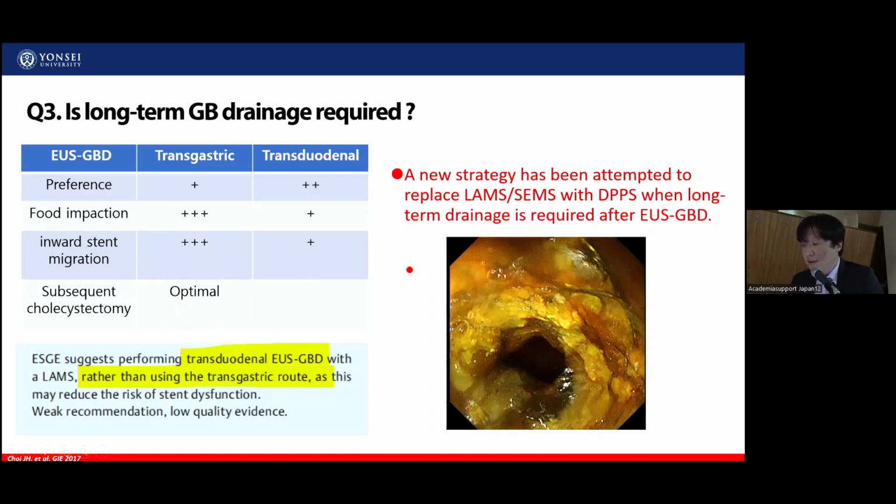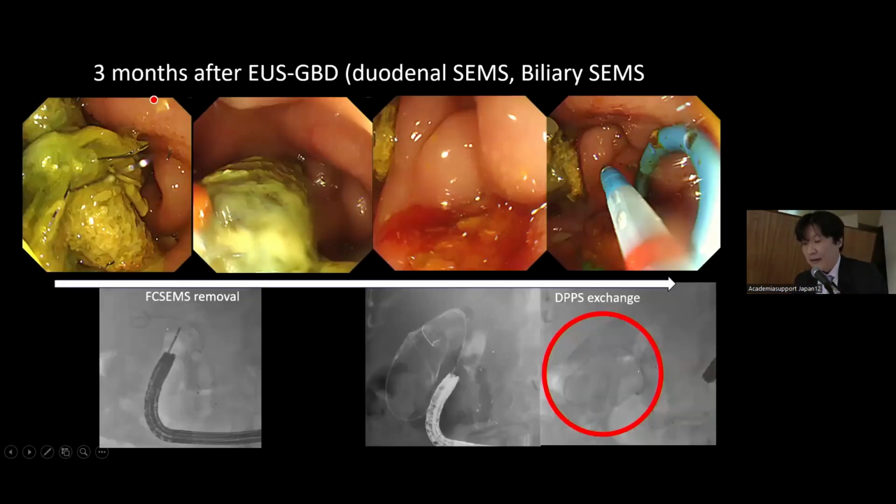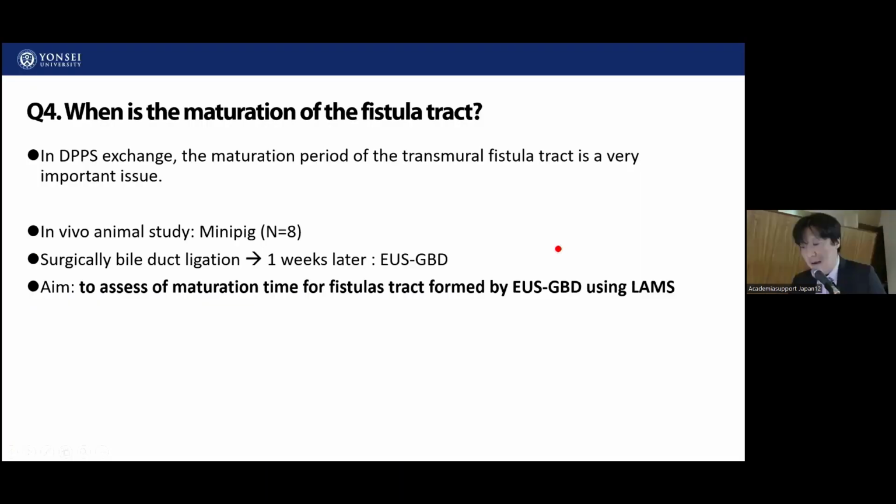So a new strategy has been attempted to replace LAMS with a double pigtail plastic stent when a long-term drain is required after EUS-GBD. In this case, 3 months after EUS-GBD, he actually had a duodenal stent and a biliary stent. You can see lots of food material in the EUS-GBD stent. So we decided to do fully covered stent removal and double pigtail plastic stent exchange.